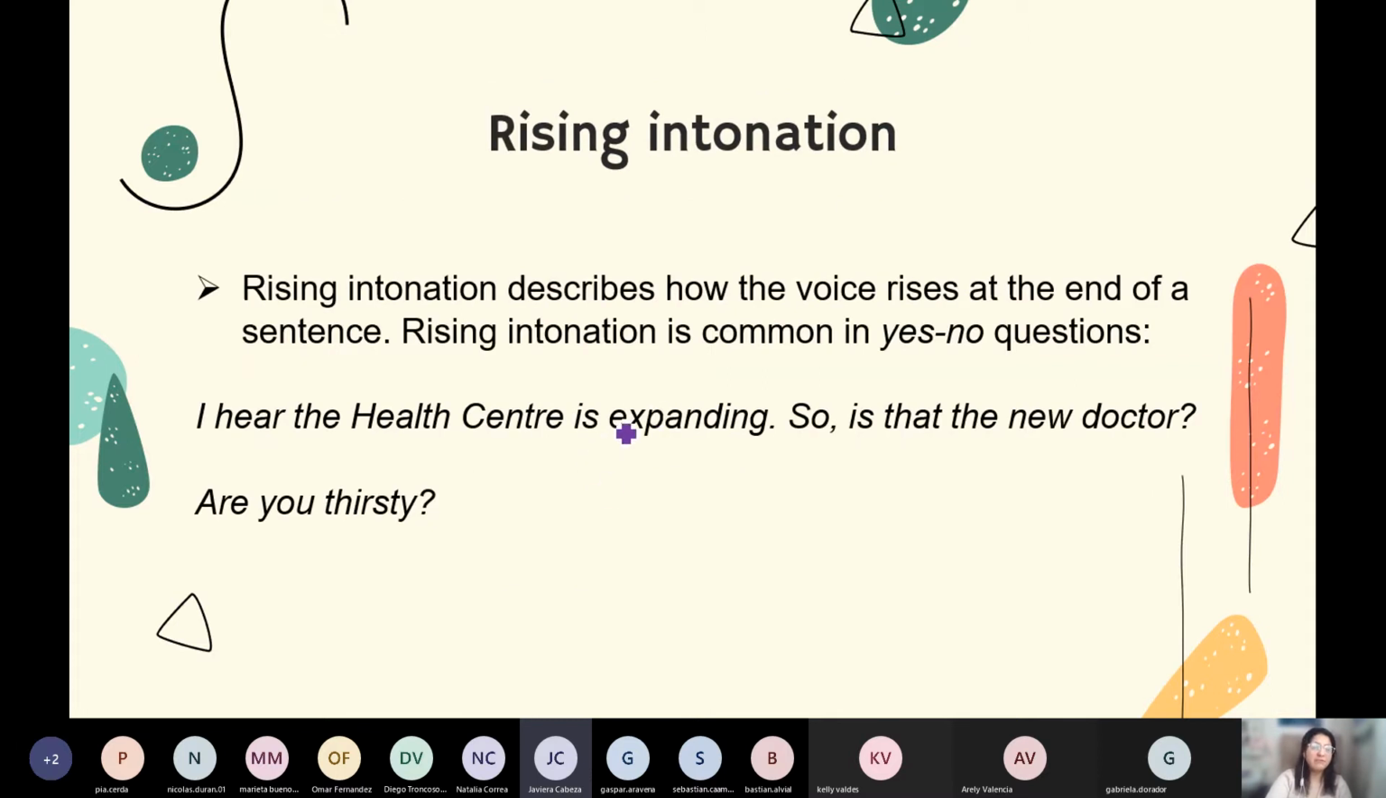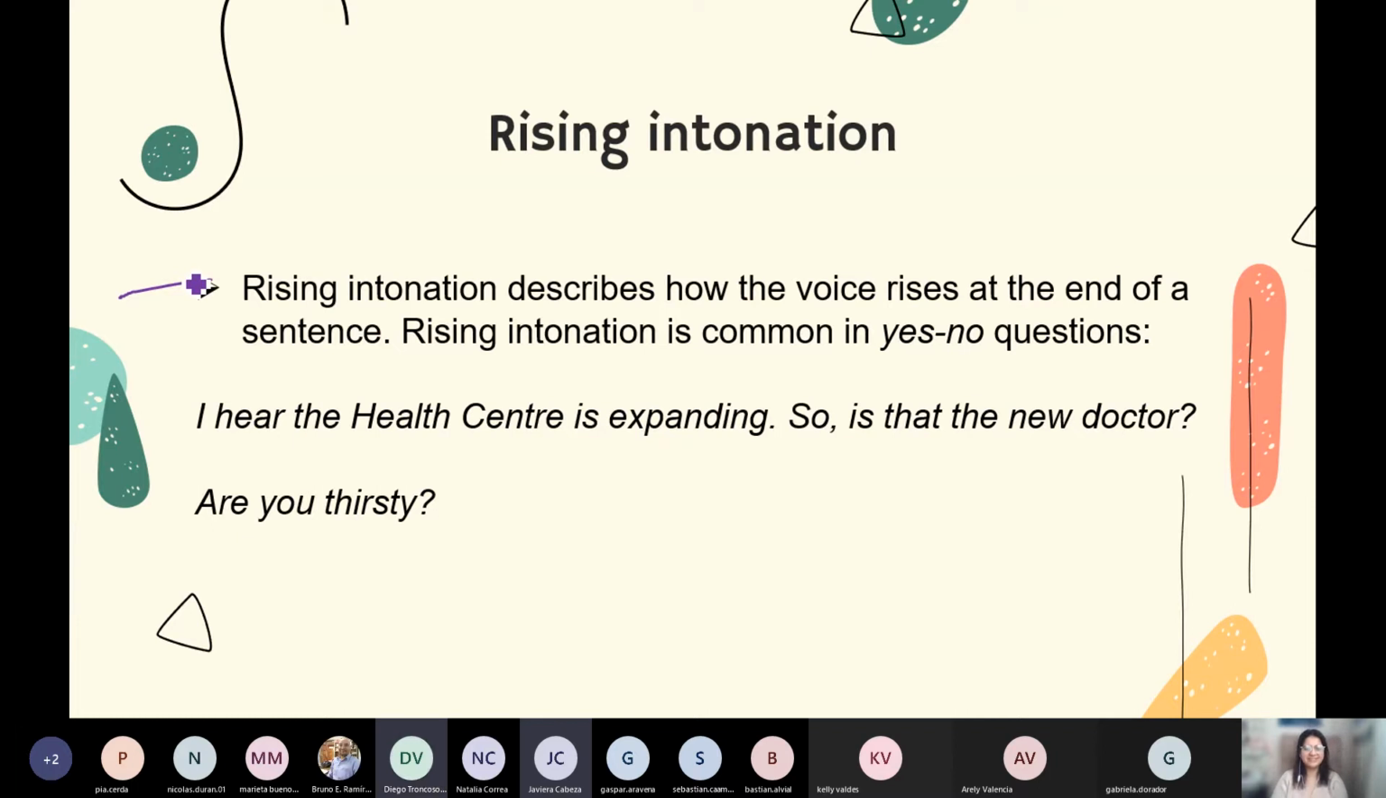Now we have the rising intonation. And Diego Troncoso, can you read here the example? Not the example, the paragraph.